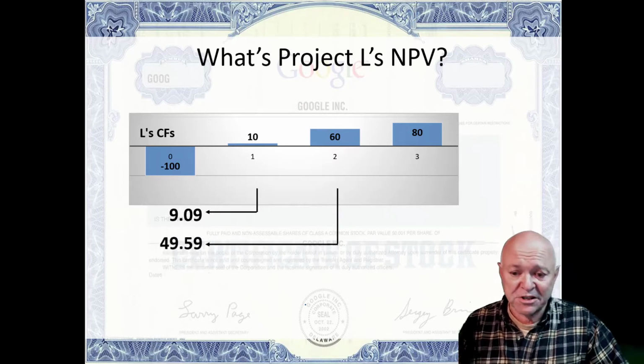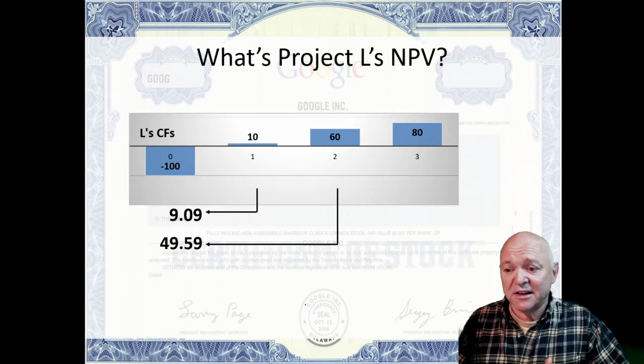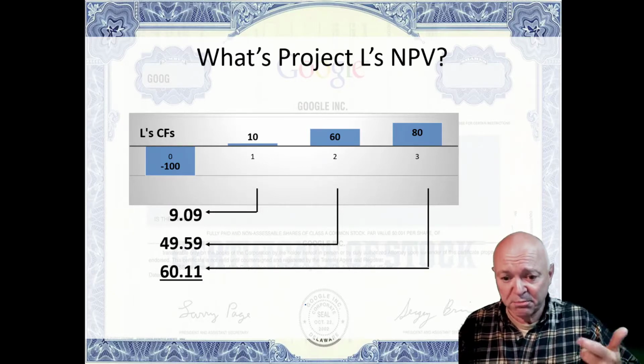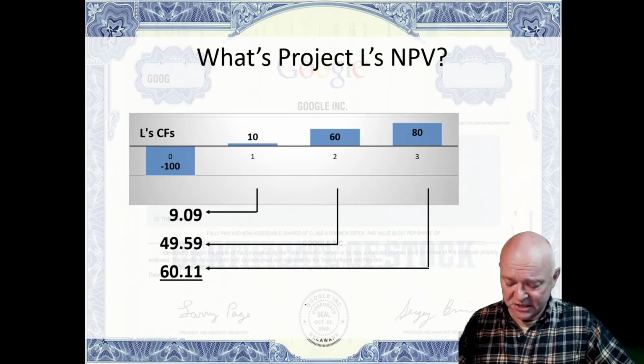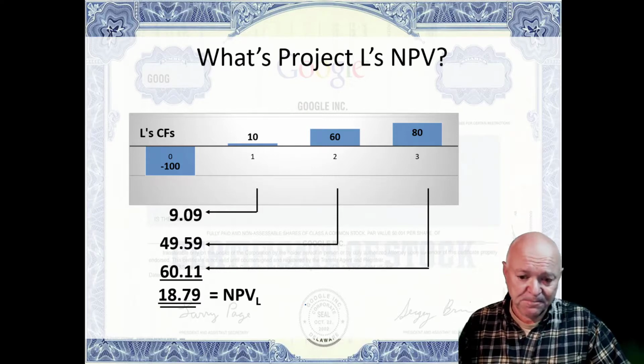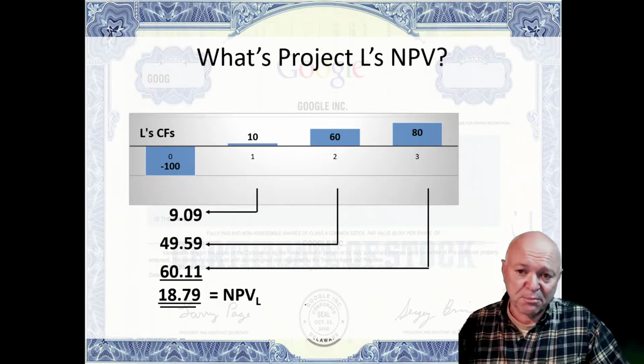Period number 2, we're going to receive $60 million discounted by 1.1 squared is going to be worth $49.59 million today. And cash flow number 3, which is $80 million discounted by 1.1 to the third power, is worth $60 million in today's money. So the value of the project is going to equal minus 100 plus 9 plus 49 plus 60 for a total value of $18.79 million. That's going to be the value of our project.